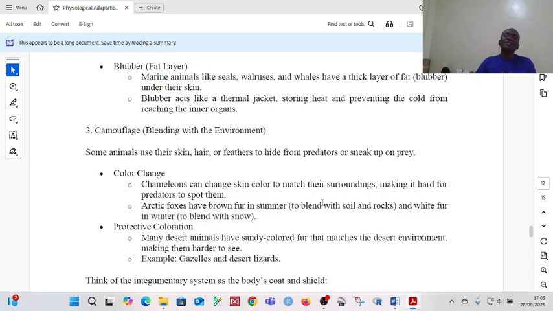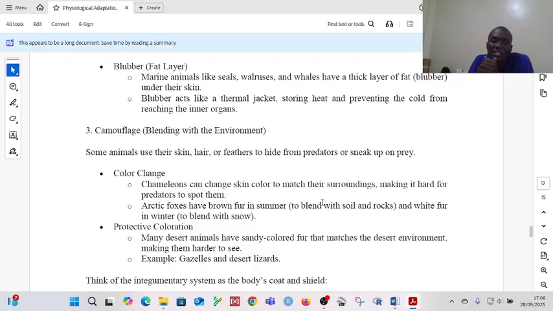The third thing we are looking at is camouflage. How does the integumentary system help with camouflage? Camouflage is about blending with the environment so that a particular animal cannot be spotted, either by an animal that wants to feed on it, a predator, or so that the prey does not spot it, so that it can get hold of the prey. So how do these animals then use their skin, their hair or feathers to hide from predators or to sneak their way and get the prey?